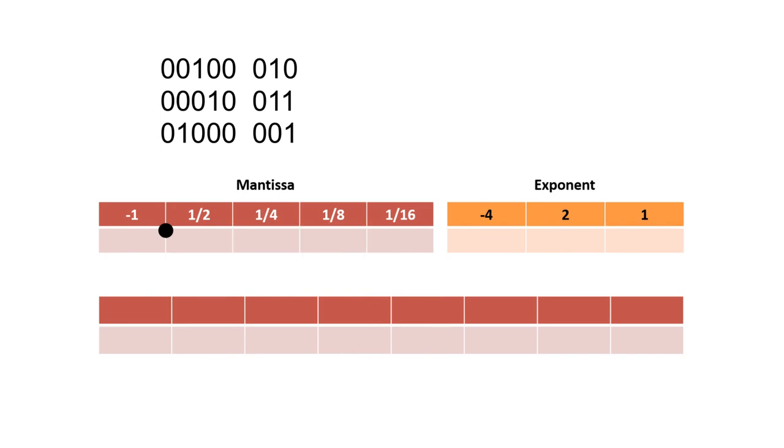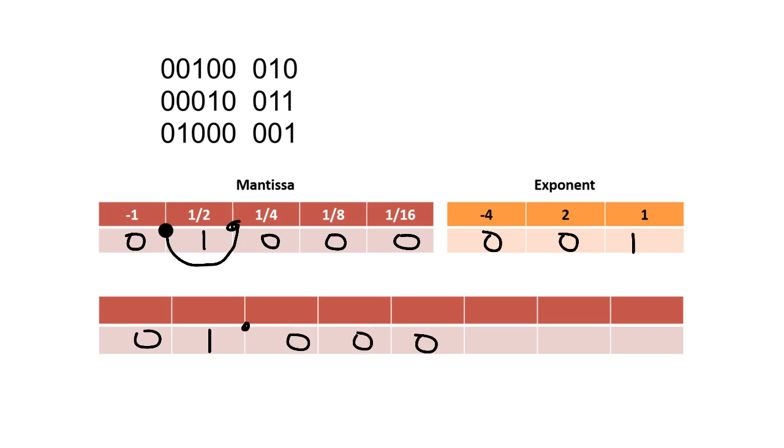Let's look at the third example. Here we've got 0, 1, 0, 0, 0 in the mantissa and 0, 0, 1 in the exponent. Okay, so the exponent is 1. That means that we've got to move the binary point 1 place to the right, so it goes to here. Let's draw that number out again. 0, 1, followed by our binary point. 0, 0, 0. Okay, so this time this is representing a half, this is representing a quarter, this is representing an eighth, this is representing a 1, and this is representing -2. So here we've got the number 1.